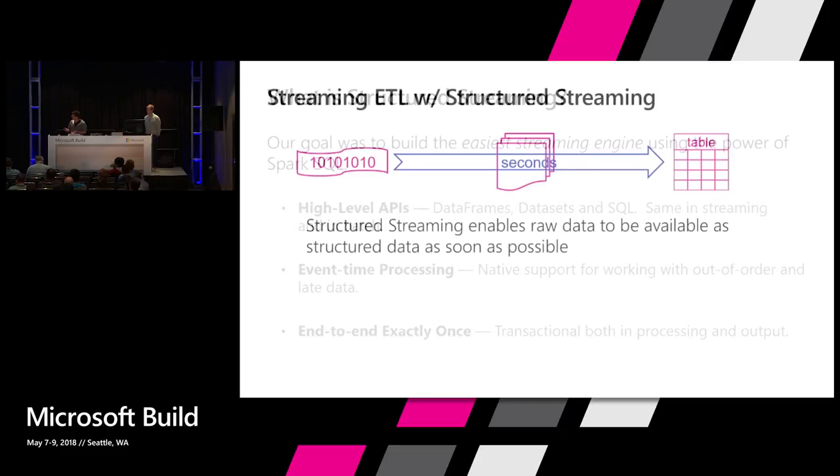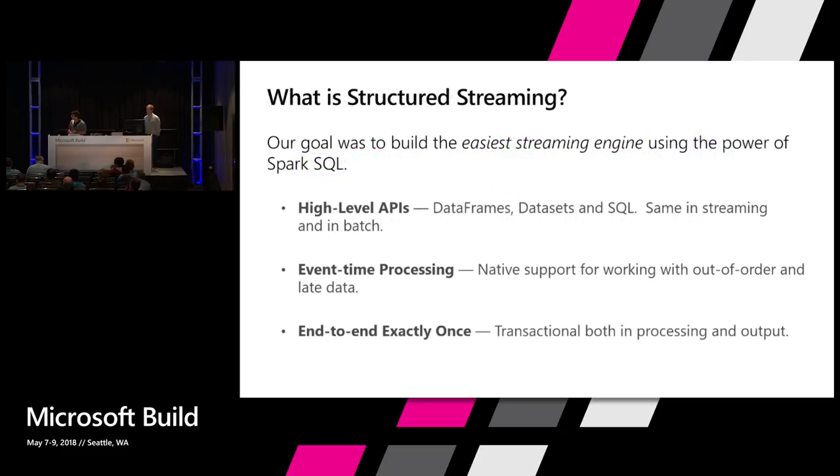So we talk about, how do you do this with structured streaming? At a high level, structured streaming consists of three things. It's high level APIs. So I spoke about data frames, data sets, and SQL. These are APIs that you can apply to data frames. And they're the same APIs in streaming and in batch. So let me give you a concrete example. If you wanted to score an ML model, and you wanted to use input data from a file, or you wanted to use input data from a stream, it would be the identical APIs, and we're going to show you that. We have event time processing.